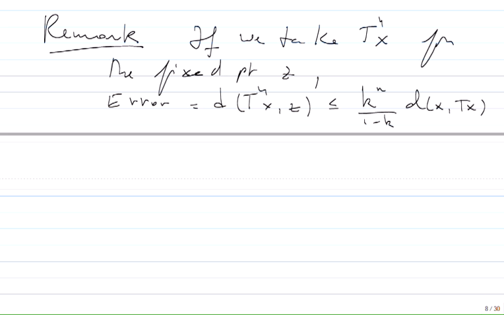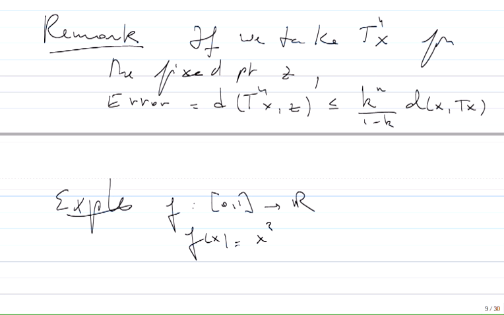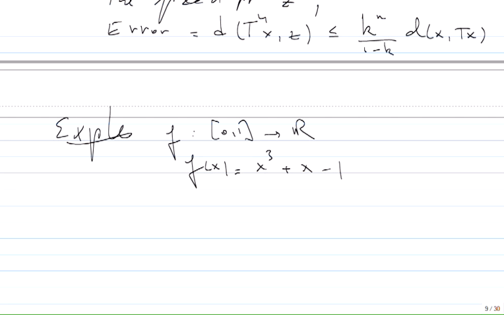Let me just give a nice example to illustrate the use of this theorem. So let's take the function f from [0, 1] into R, with f of x equal x cubed plus x minus 1. So we can graph the function and see that in fact there is only one point where f of x equals 0, or f of x crosses the x-axis. In other words, a root of f of x. So this equation, f of x equals 0, has a unique solution.